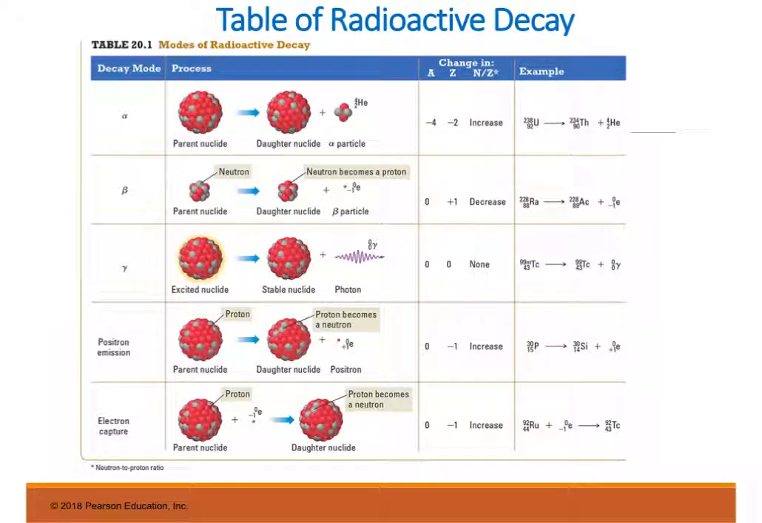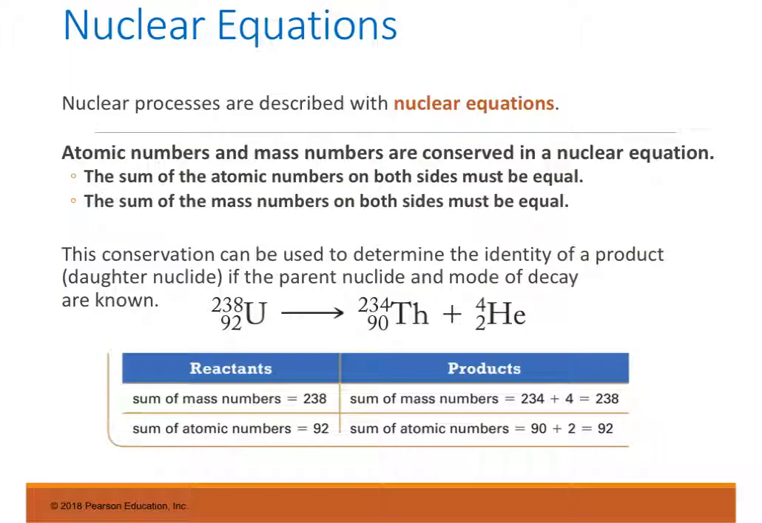So here's a summary of all of them. It might be handy to print this one out. And I like that there's an example of all of them. So you need to be able to write balanced nuclear reactions for any of these types of nuclear decay.